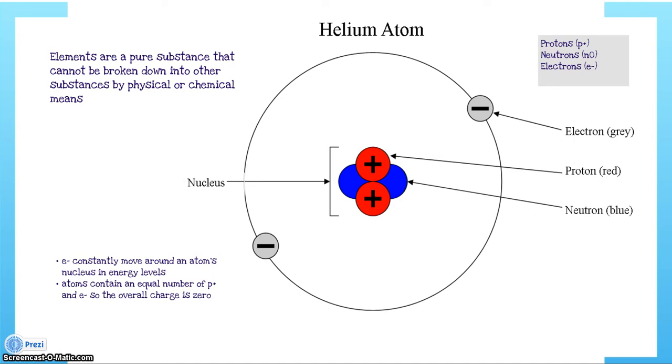Electrons, you can see, are gray, and they are not in the nucleus. They are in what we call the energy cloud or in energy levels. Again, they are negatively charged. That's why we write them as little e with a little negative sign. As you can see by the diagram of helium, it has 2 electrons floating in the energy cloud or energy level, and it also has 2 protons and 2 neutrons in the nucleus.